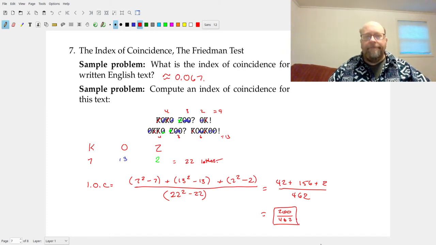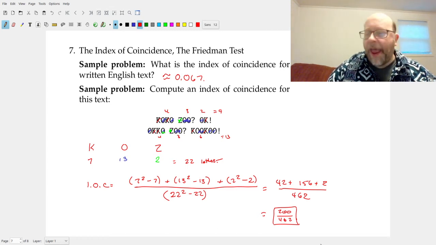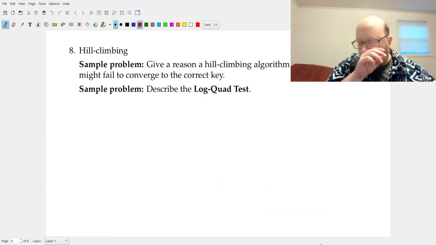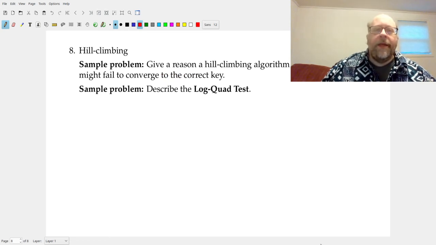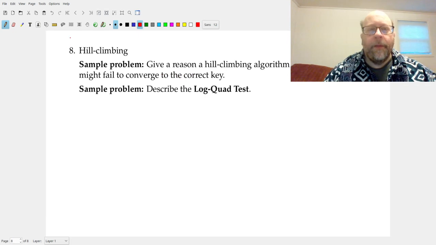All right. We're going to do one more today. That'll get us to the halfway point. And then we can look at some more problems on Friday. So, give a reason why a hill climbing algorithm might fail to converge to the correct key.